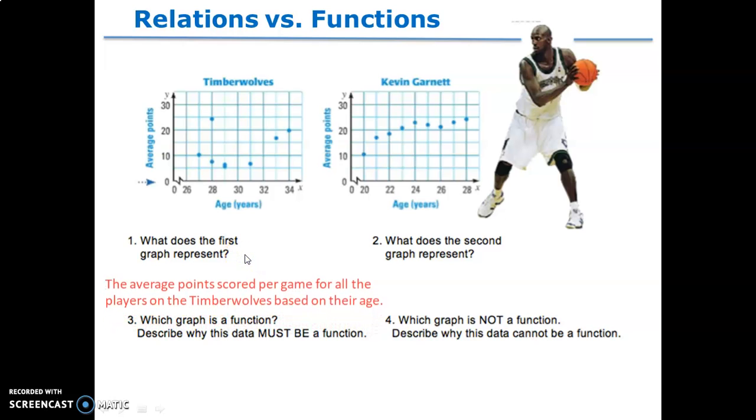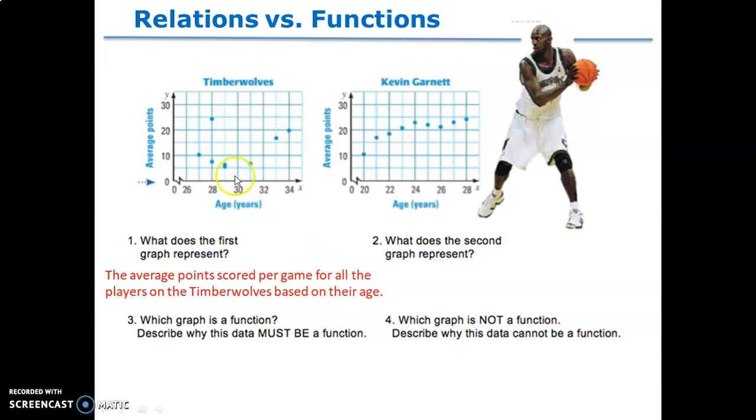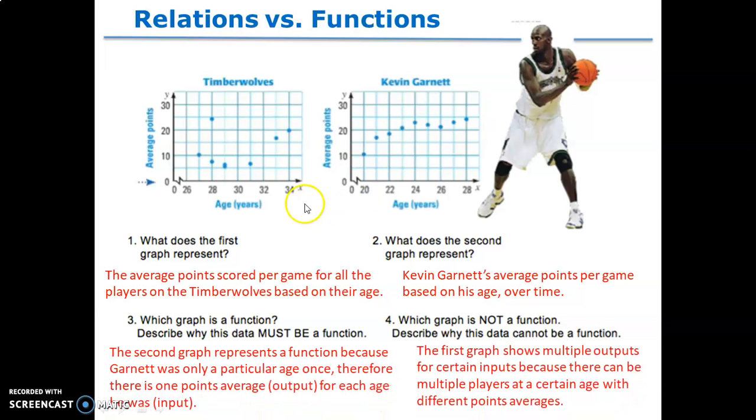Well, the first graph is the average points scored per game for all the players on the Timberwolves based on their age. So we can see, for example, we have 2 players at the age of 28, and they both had different numbers of average points. What does the second graph represent? Check out this answer. The second one is his average points per game based on his age over time. So which one is a function and which one is not, and why? Well, hopefully you're able to see that. The first one is not a function because we see multiple outputs for a single input. The second one is a function. Please read the answers carefully.